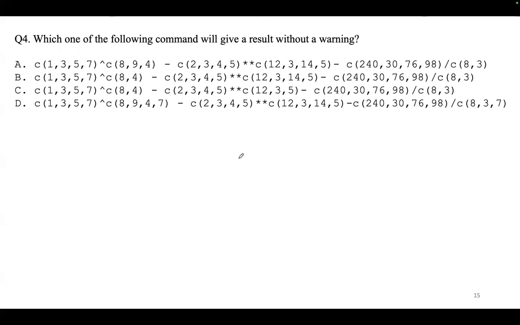So here we are dealing with multiple vectors. When you are dealing with two vectors which have the same length, you don't get a warning. When you're dealing with vectors which have different lengths, but one is a multiple of the other, you also don't get a warning. You get a warning when the two lengths are not multiples of each other, right? So in the first case, this is a 3. 3 is not a multiple of 4, or 4 is not a multiple of 3.